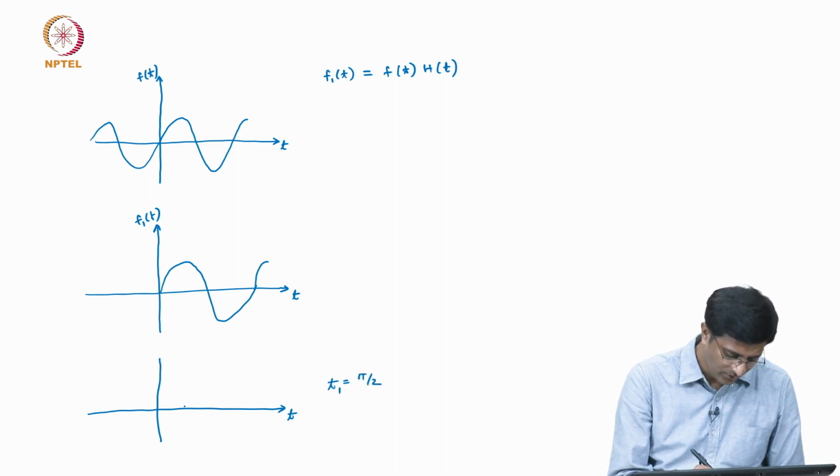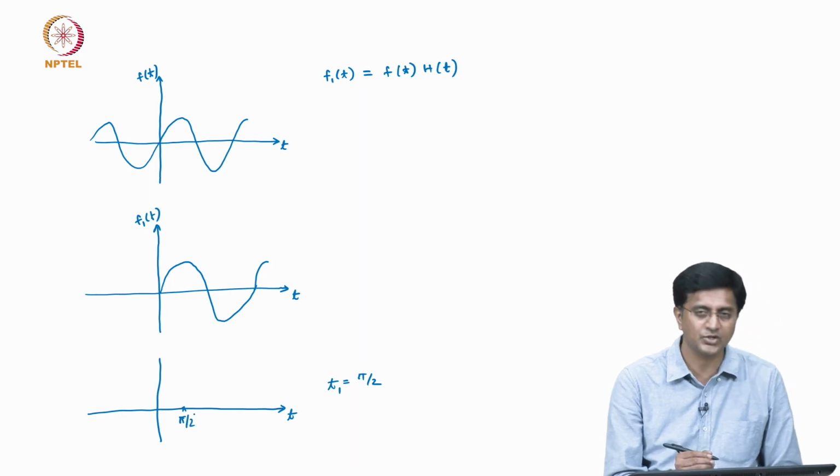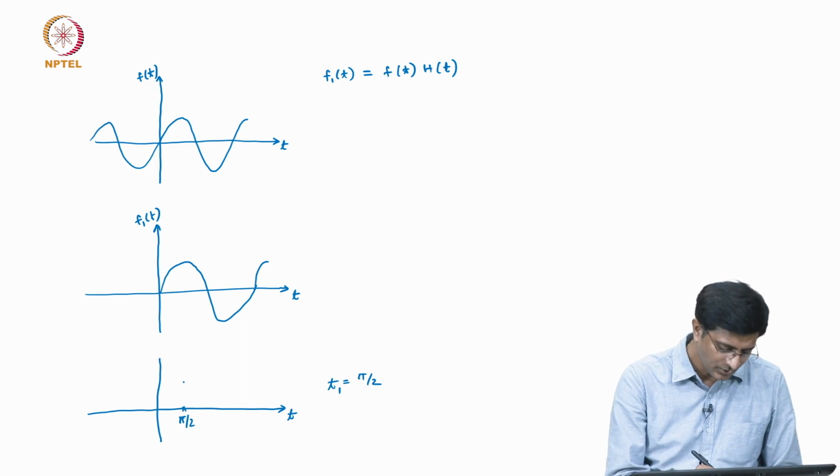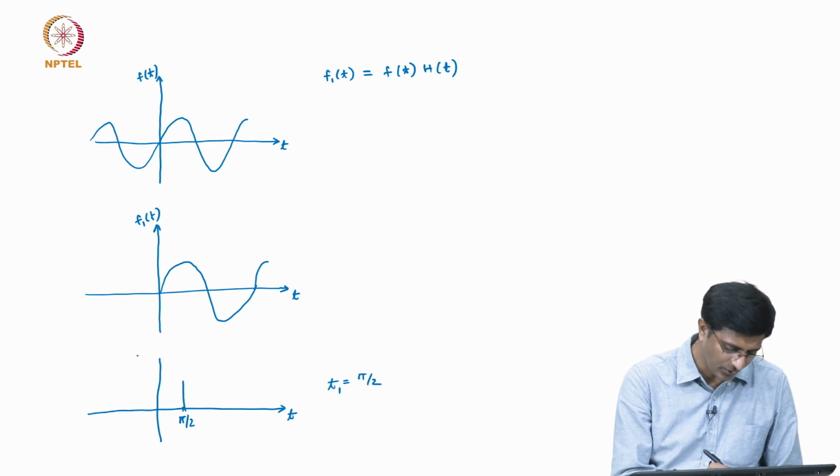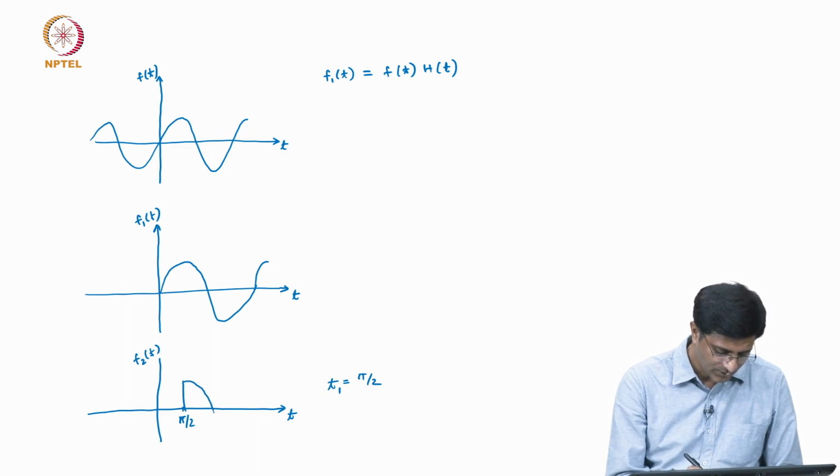So, what happens then at time t equal to pi by 2? We know the sinusoidal function value will be 1. So, we will start from this top point. So, there will be an instantaneous increase in the function value f2, let us say, and then we will continue to have this sinusoidal wave.